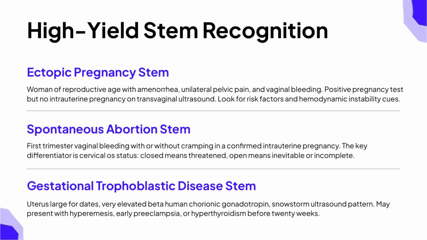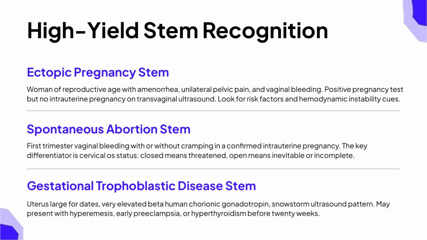Now let us talk about high-yield stem recognition. These are the classic setups you need to spot instantly. For ectopic pregnancy, the stem gives you a woman of reproductive age with amenorrhea, unilateral pelvic pain, and vaginal bleeding. The pregnancy test is positive, but there is no intrauterine pregnancy on transvaginal ultrasound. They often include risk factors like prior pelvic inflammatory disease or tubal surgery. Watch for hemodynamic instability, which pushes you toward surgical management.